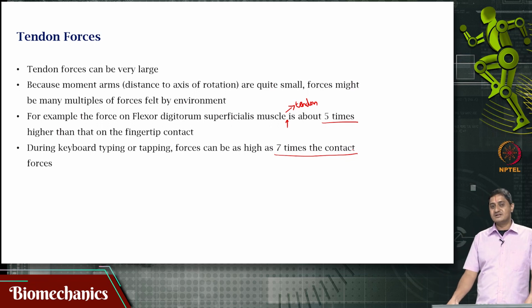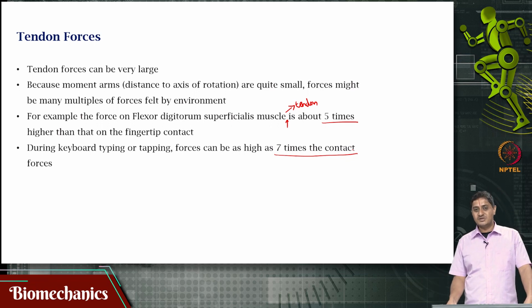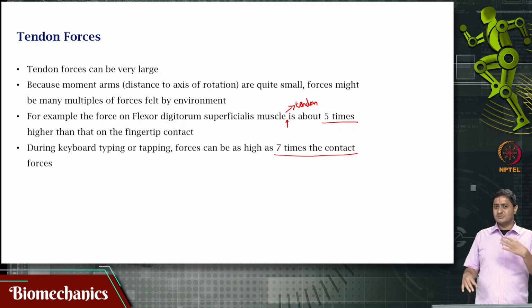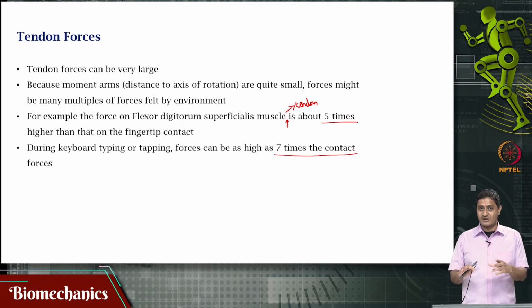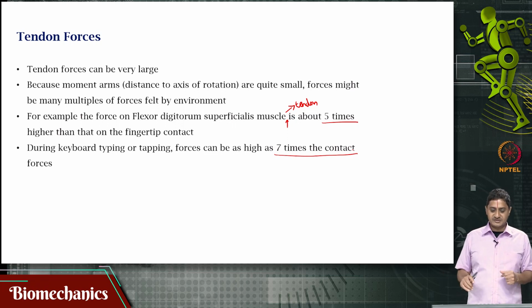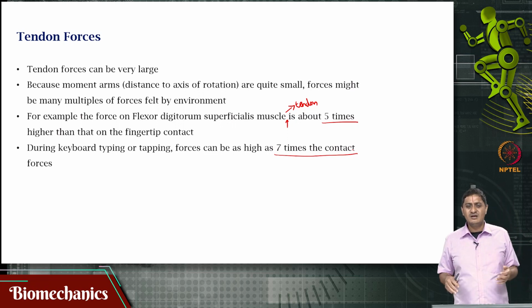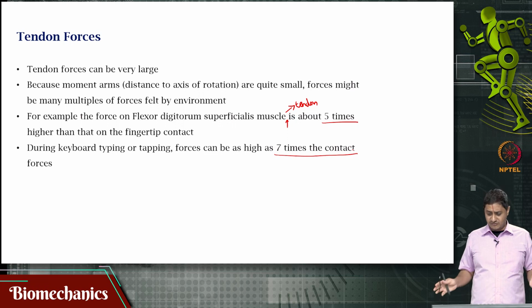So, in other words, because of this moment situation, depending on the attachment, the moments also vary. There are many complications. Depending on the configuration, the moments vary. There are many complications that we are not discussing here. We are oversimplifying the situation, but in general the moment arms are small. So, tendon forces are usually many times the environmental forces. Okay.